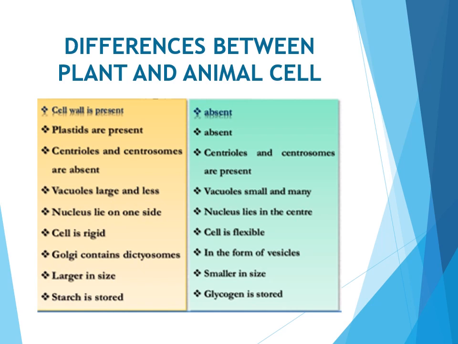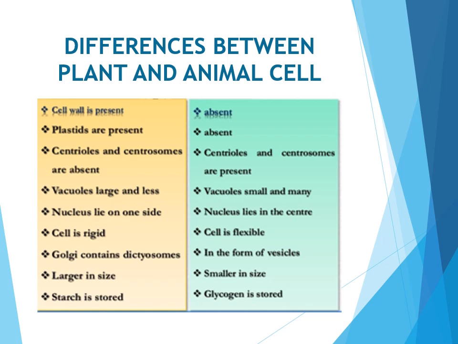We have studied all the organelles present in an eukaryotic cell, plant cell, and animal cell. Let us focus on the differences between the two. First, cell wall is present in the plant cell, absent in the animal cell. Plastids present in plant cell, absent in the animal cell. Usually, centrioles and centrosomes, they are absent in the plant cells and these are present in the animal cells.